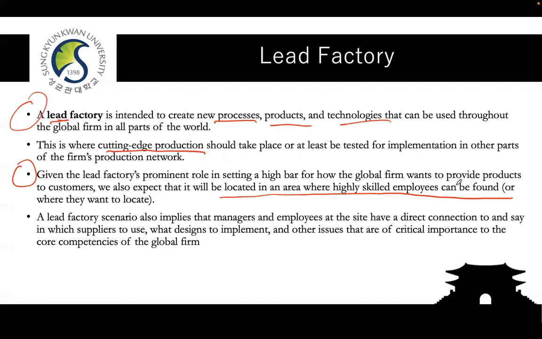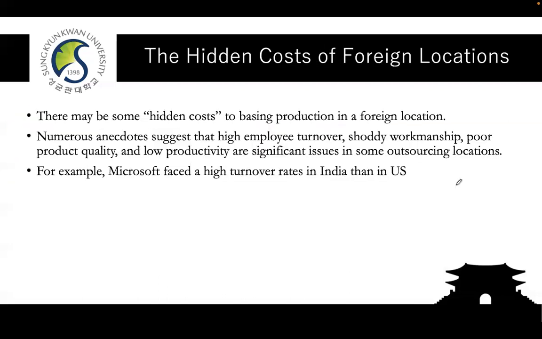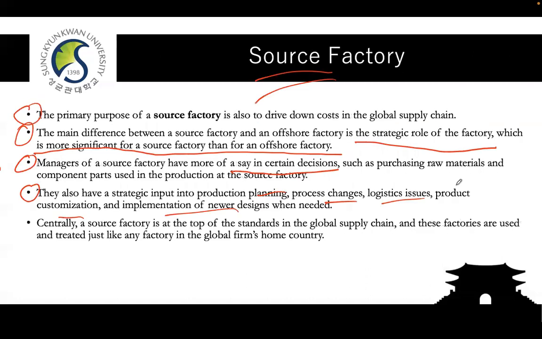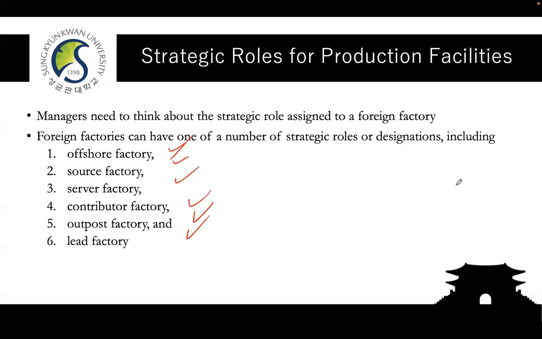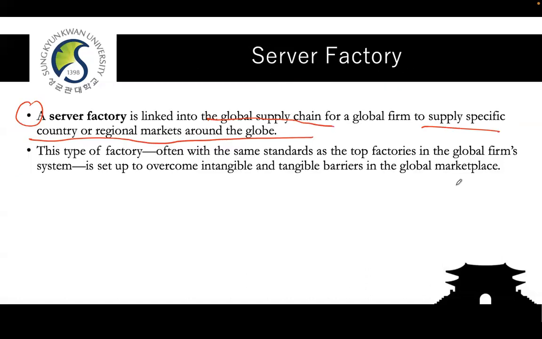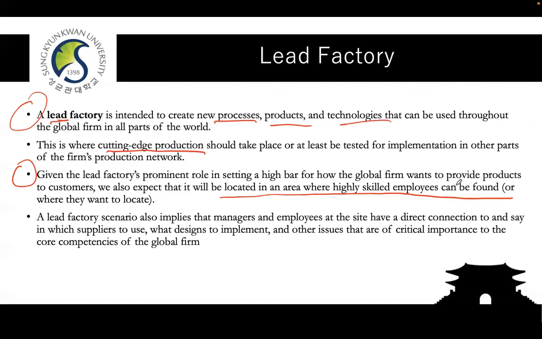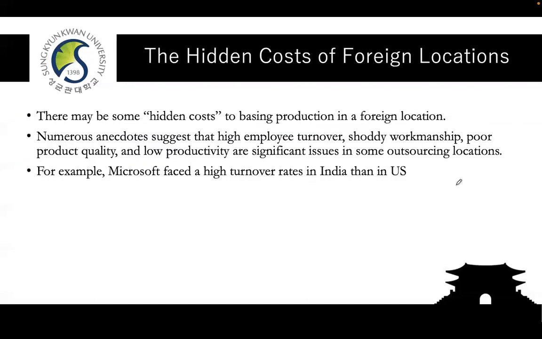That's why a lot of lead factories would find Silicon Valley to be a very attractive place, because we could have a lot of talent and there are a lot of research institutes and also top universities there. So lead factory, with the new processes, products, technologies. Okay, so all kinds of names and terminologies there. Although there are many more, these are the famous names right now.